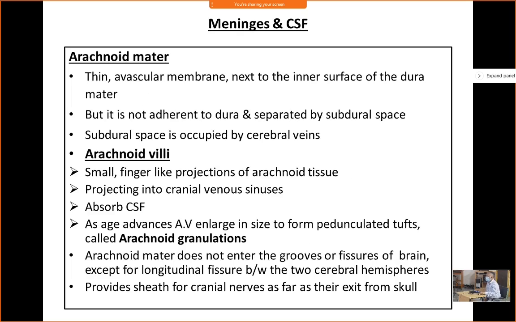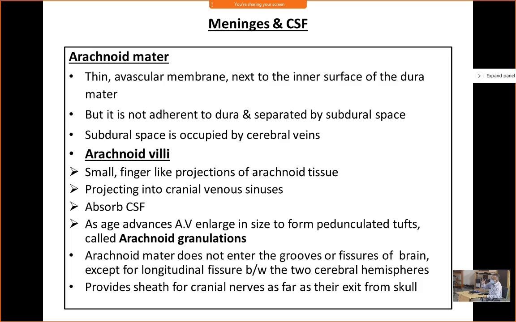Then come to the arachnoid. We have discussed the dura, the dural folds, then the dural venous sinuses, and then the arterial supply and venous supply. Now come to the arachnoid mater. The arachnoid is the next layer, inner to the dura mater. It is a thin but avascular membranous structure. It is not adherent to the dura and not adherent to the pia either.